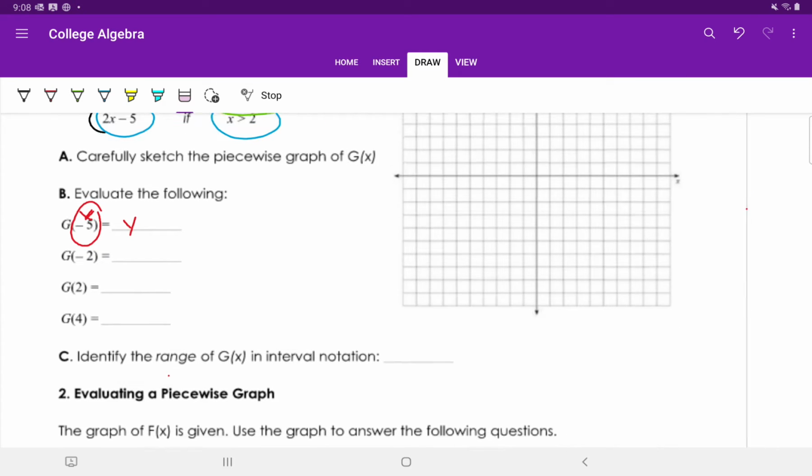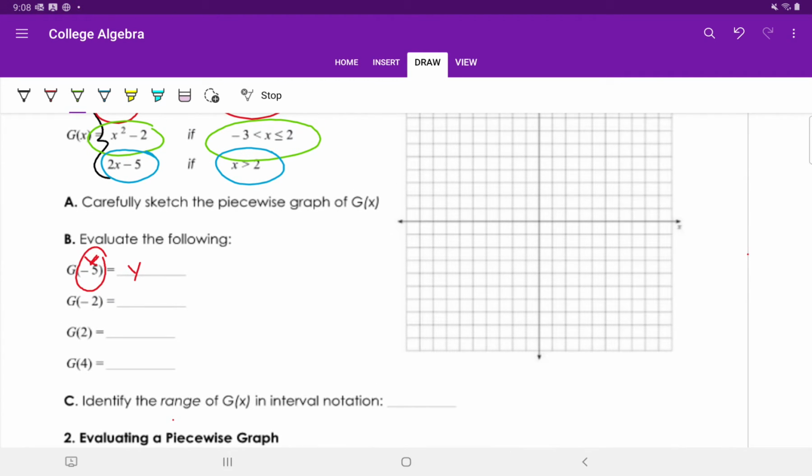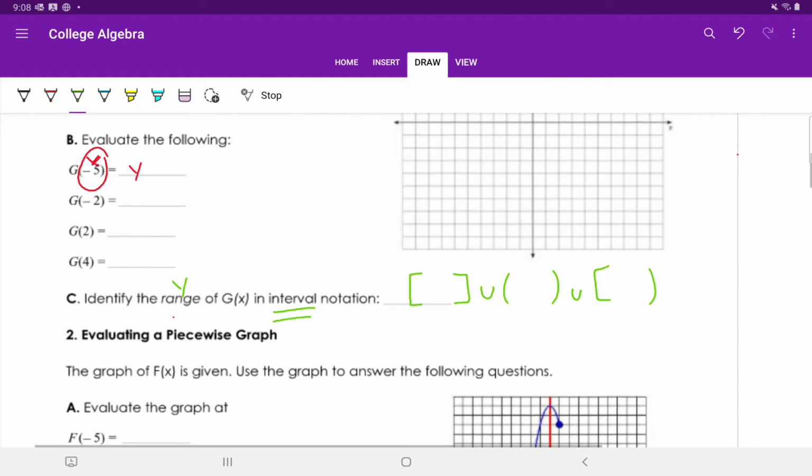For part C, you're going to be identifying the range. Of course, the range is our y values, and they want you to put your answer in interval notation. So that's going to look like this. You might have some brackets, or you might have some parentheses. You might have some unions in between. You could have 1 bracket, 1 parenthesis, something like that. But that's interval notation, and that's how you want to present your answer.